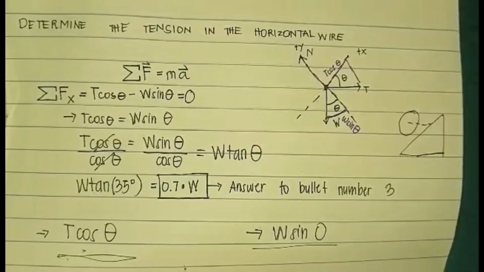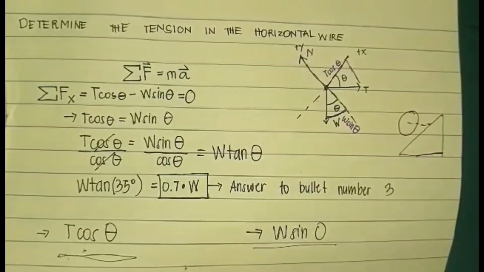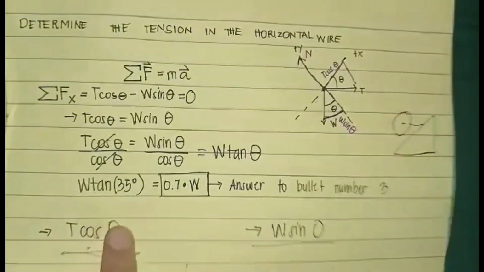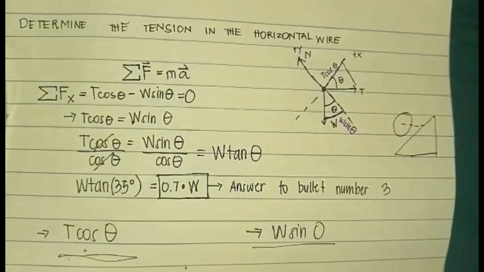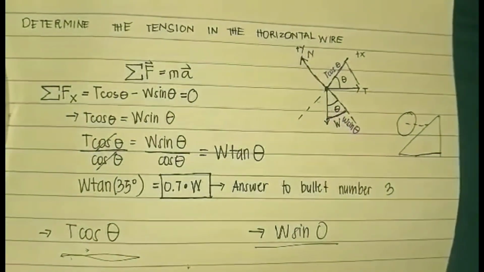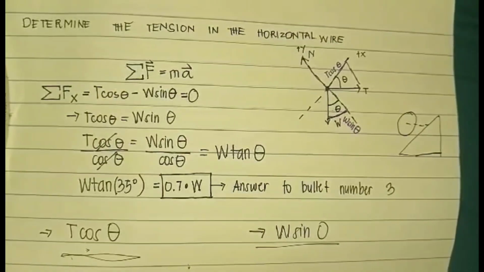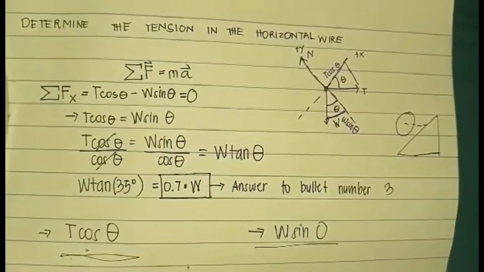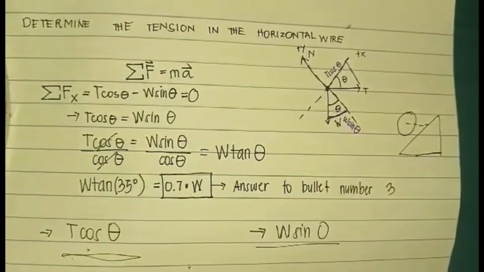And also it is stated that the angle is 35 degrees. So the answer is W tan 35 degrees. Or if we are going to calculate it, it would be just equal to 0.7 times W.